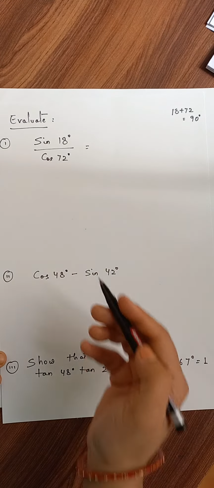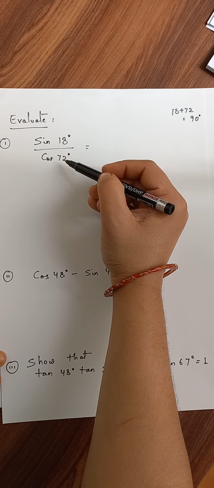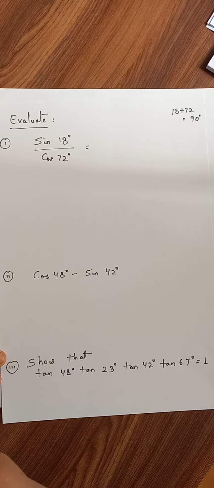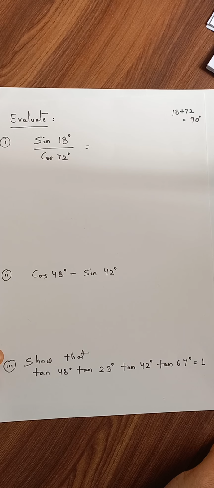Whenever the angles provided in the question, either in the form of a ratio or in the form of subtraction, you have to first check whether the pair of angles given are complementary or not. For that you have to add them and check whether they are 90 degree or not. If their sum comes to be 90 degree, that means you have to use this complementary angle formula. This is the very first thing.